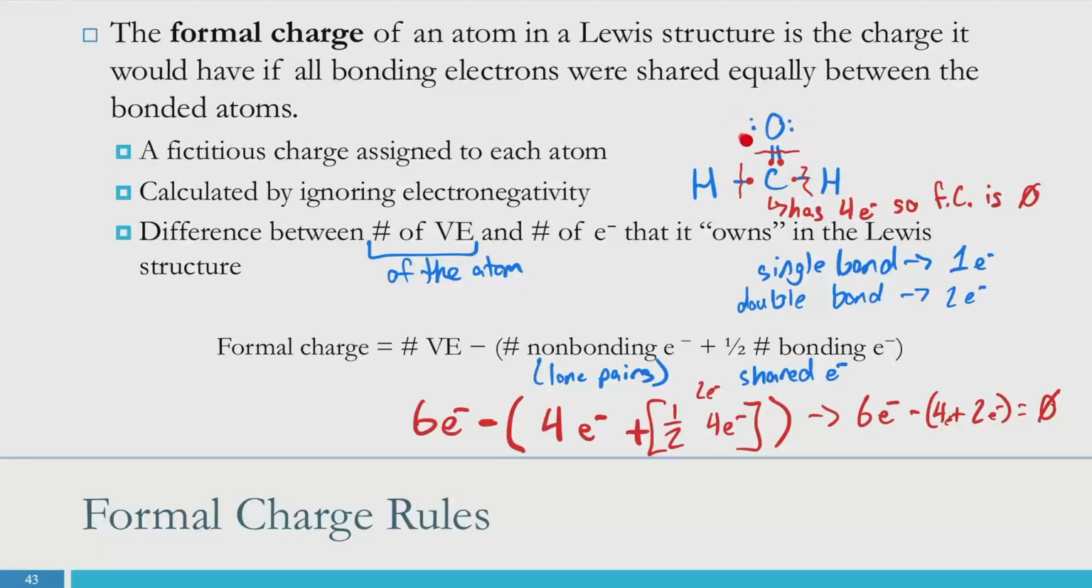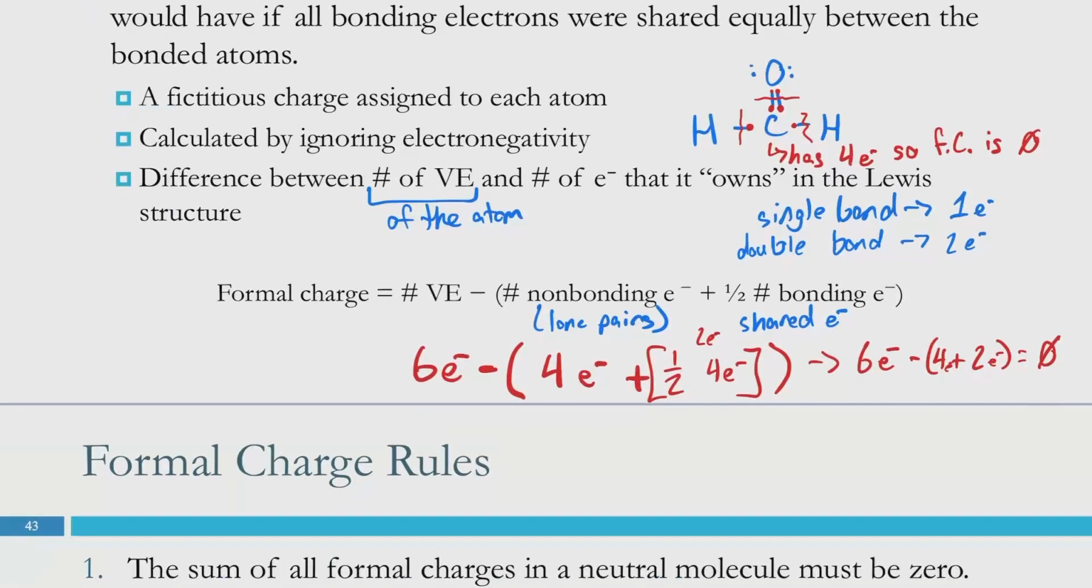So 2, 4, 6, just the parts that are closest to the oxygen. Oxygen has 6. So you can use the formula, or you can count them up, cutting the bonds in half. Whatever works for you. The goal is that it has the same number of electrons as it has valence electrons, just like by itself as an atom.